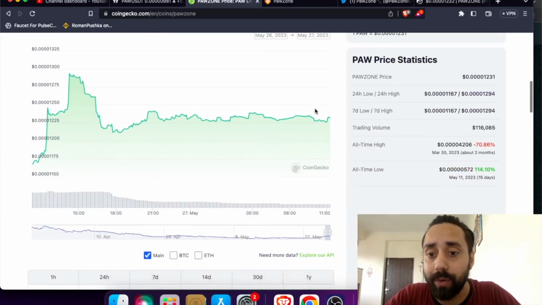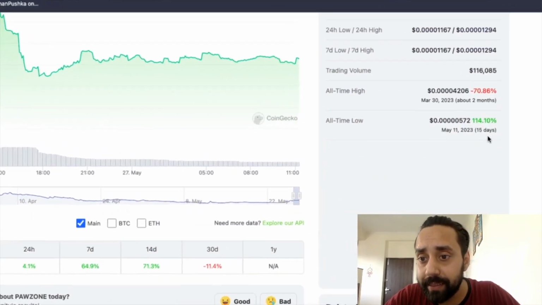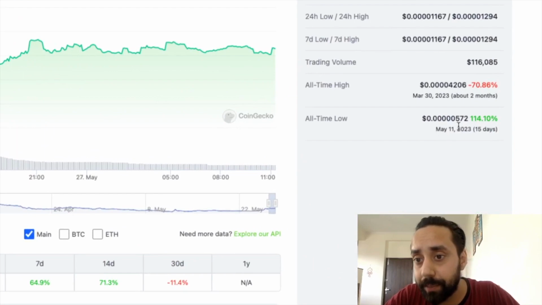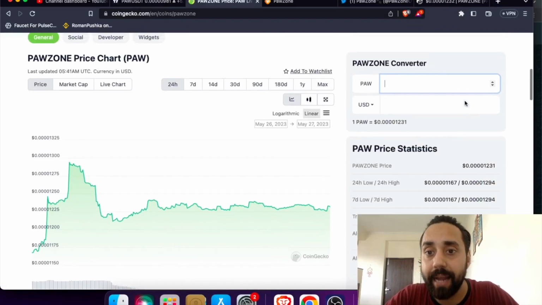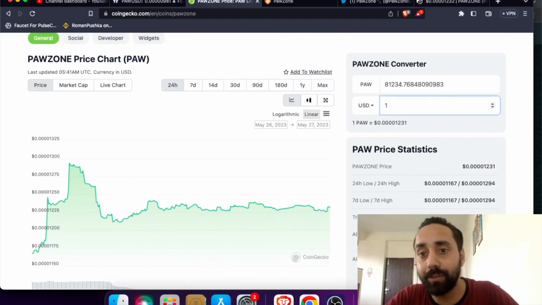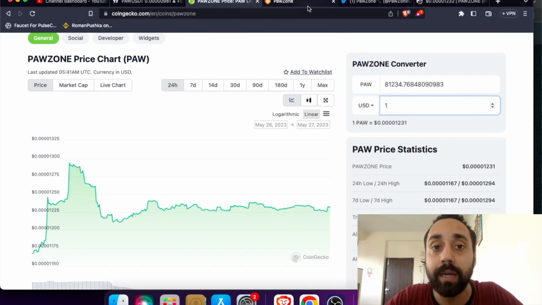And now if you go down, you can see the lowest price, which is this. So if you had invested at this price, you must have reaped a lot of gain when it reached all-time high. And at the moment, for $1, you can buy 81,000 PAW tokens. So this is about the token.